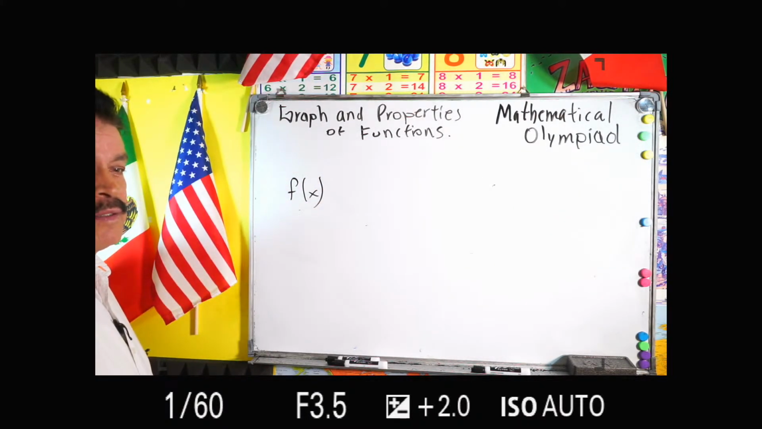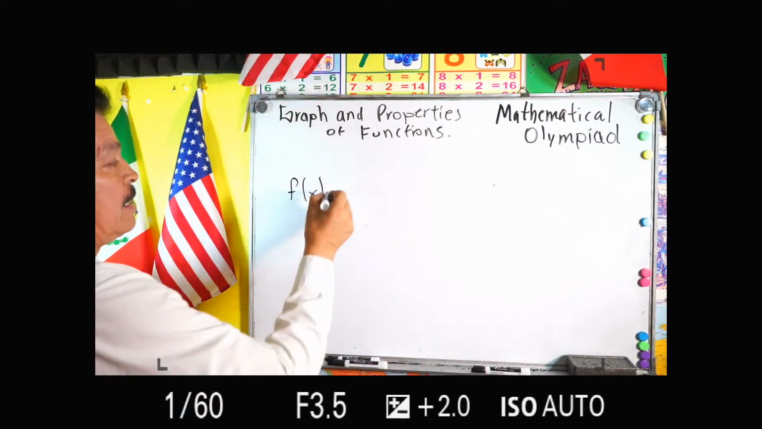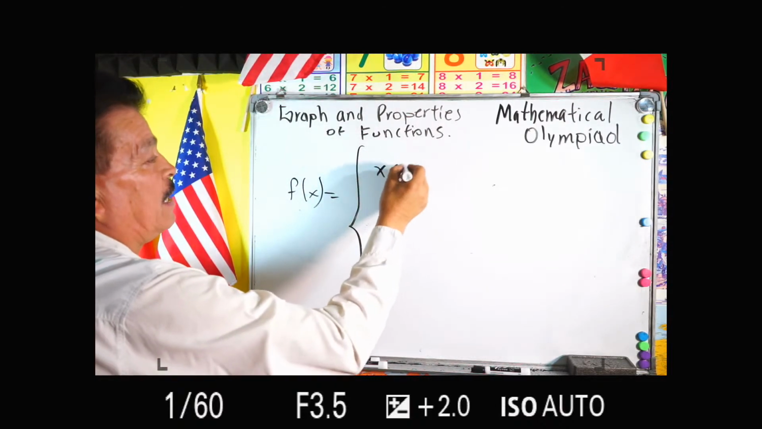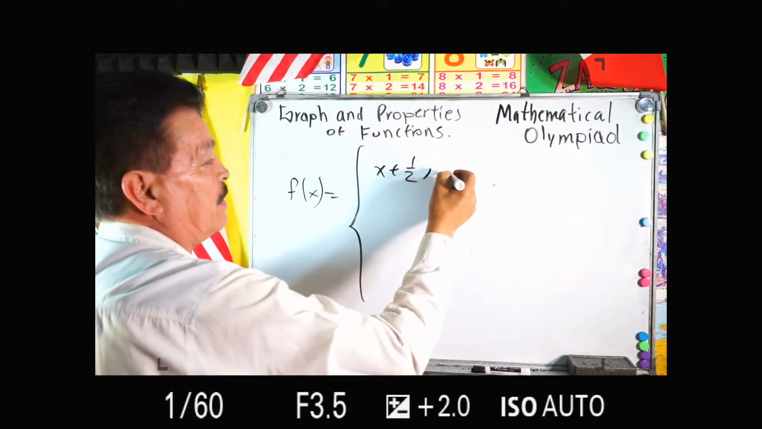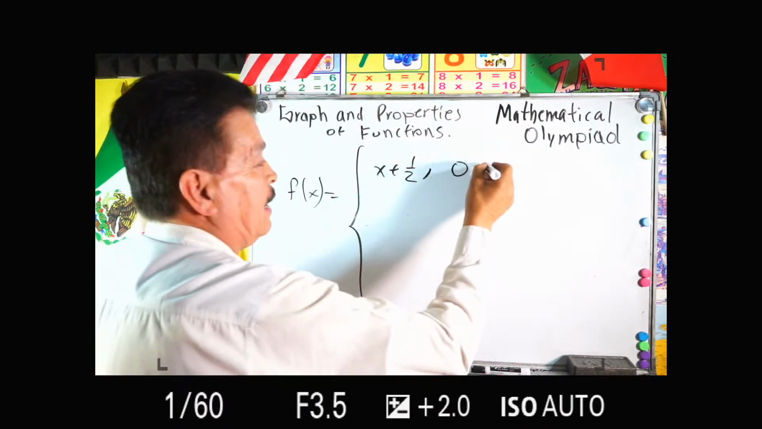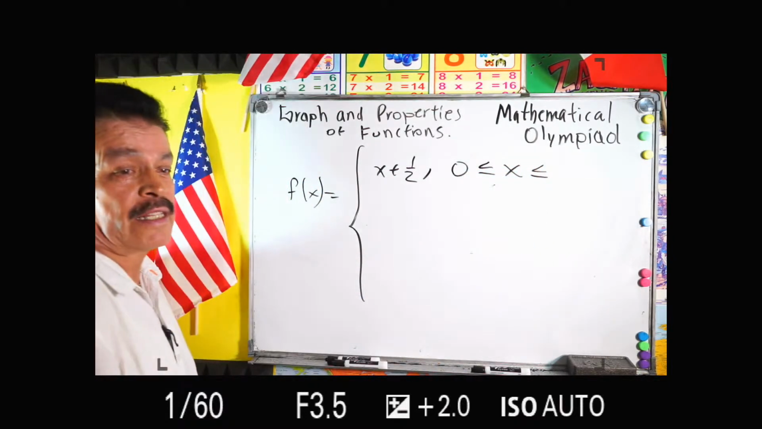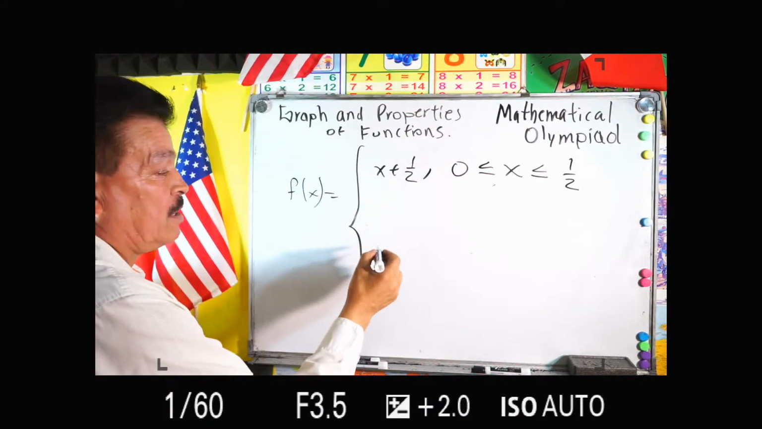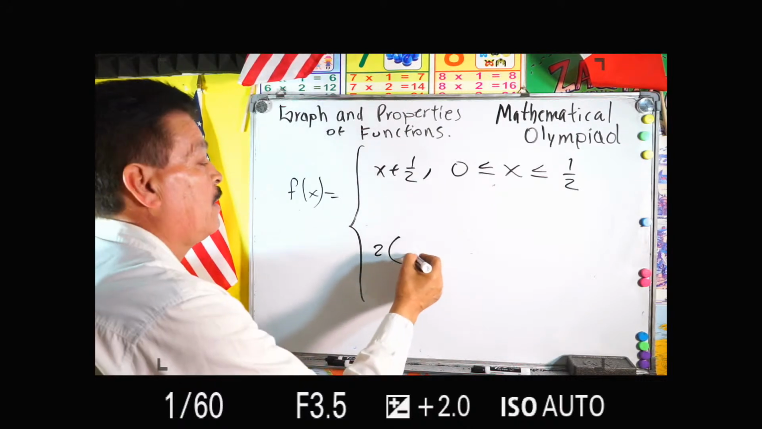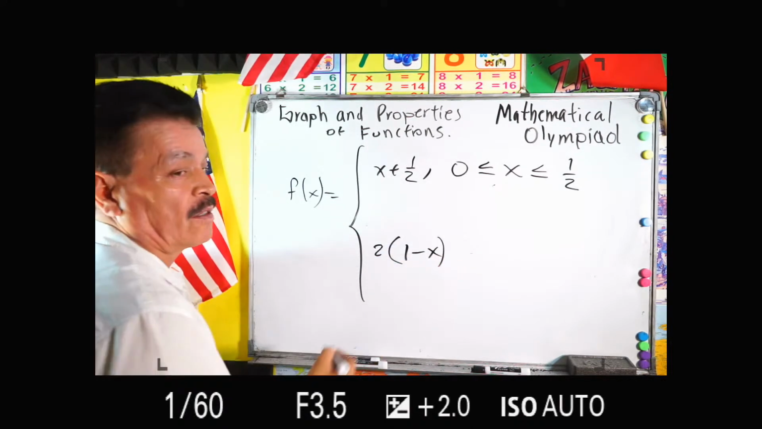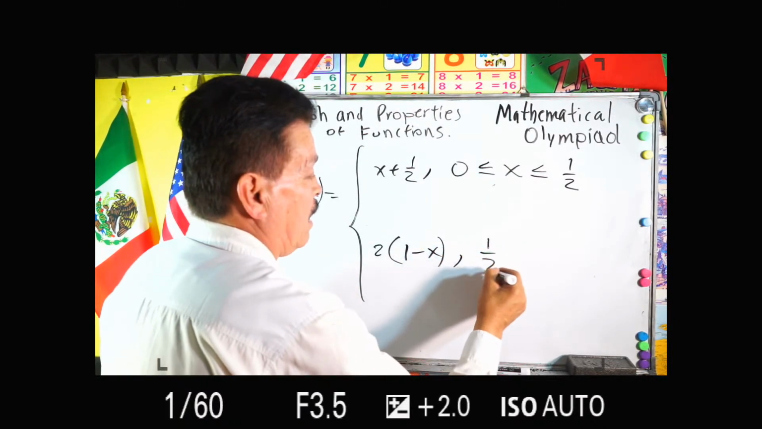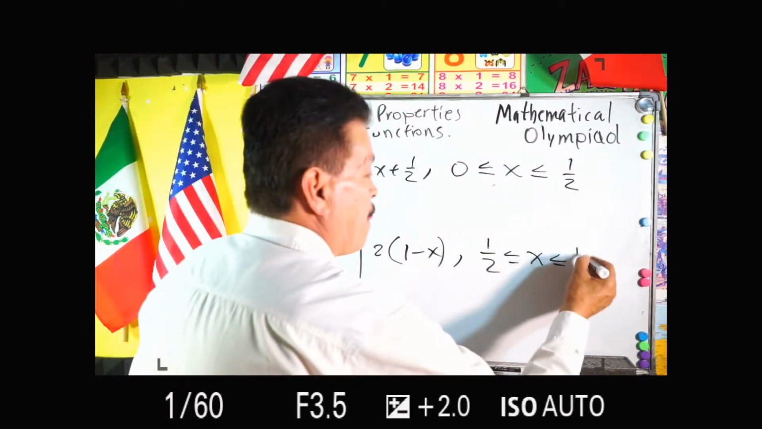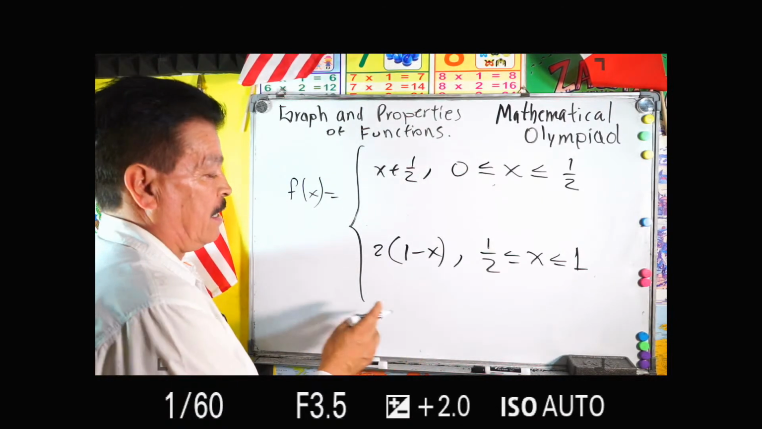This is going to be equal to x plus 1/2, for 0 less or equal than x, less or equal than 1/2, right here. So the second, number 2, is 2 times (1 minus x) for 1/2 less than x, less or equal than 1, right there.